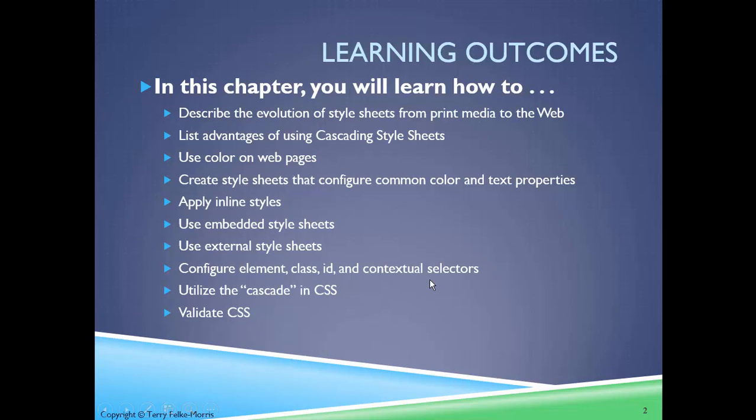In this chapter, we will learn, among other things, to describe the evolution of style sheets, so what's happened over the years, list advantages of using cascading style sheets, more commonly referred to as CSS, use color on web pages, create style sheets that configure common color and text properties, apply inline styles, apply embedded styles, use external style sheets, configure element class, ID, and contextual selectors, utilize the cascade in CSS, and validate CSS.